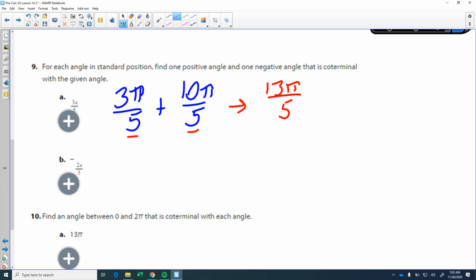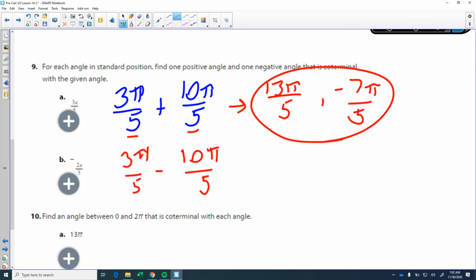If I wanted to find a negative angle, I would take the same two values and just subtract them. 3 pi over 5 minus 10 pi over 5 would be the same as subtracting 10 from 3, which would be -7 pi over 5. And I have one positive and one negative coterminal angle. The same idea applies as a regular coterminal angle with degrees, right? If I have this value, 3 pi over 5, and I want to find two other values for it, I would just add and subtract 2 pi. The only difference is that to actually get those values to work, I need to get that equal denominator value, okay?